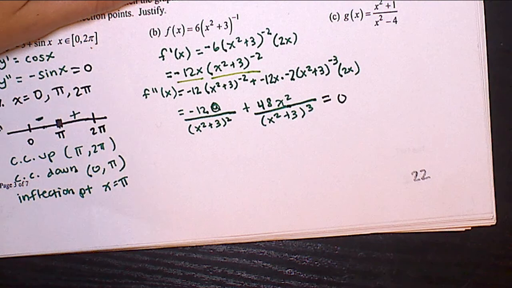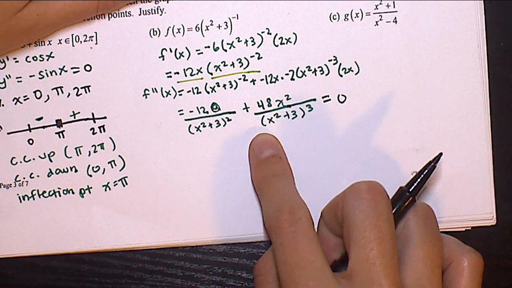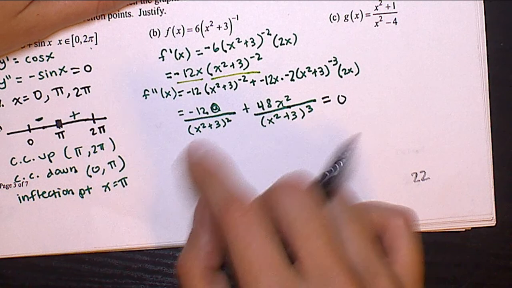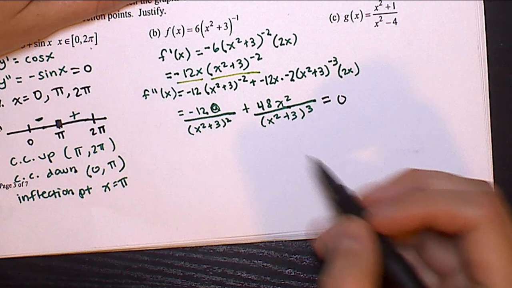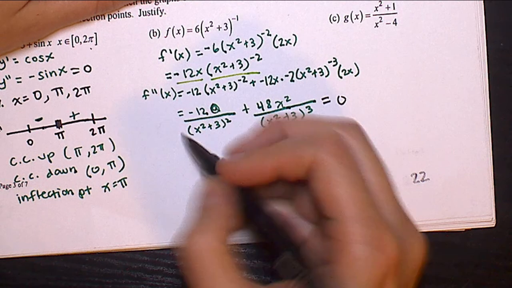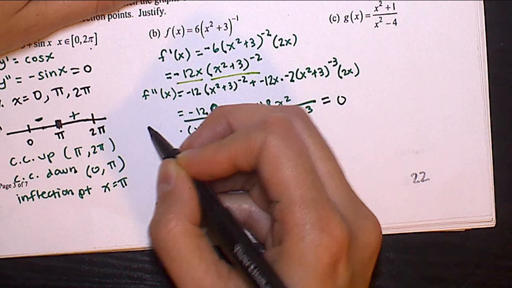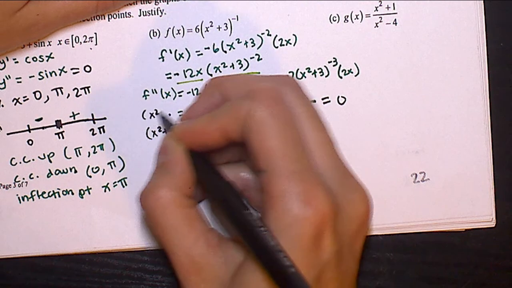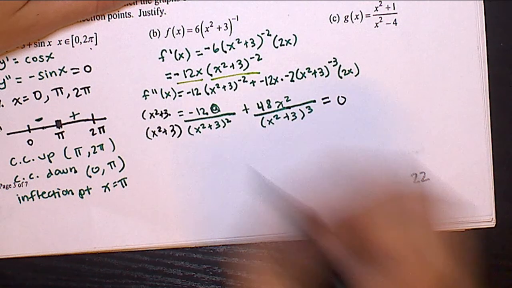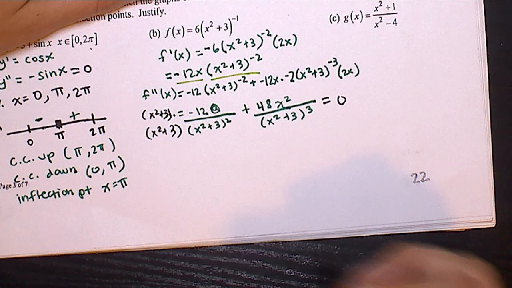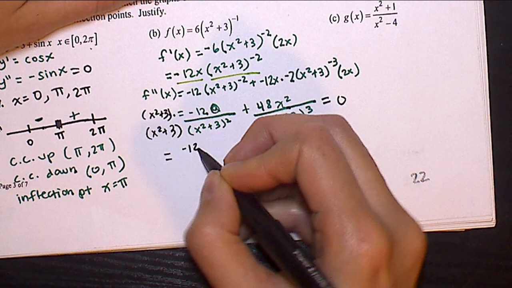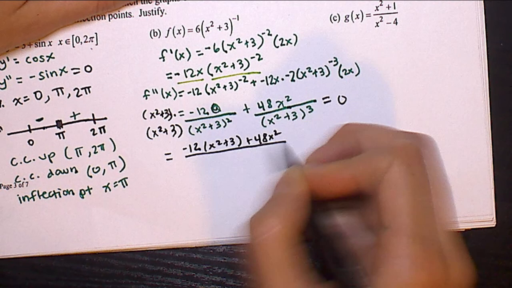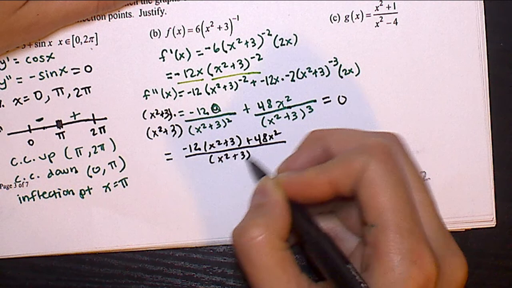So I want to find where this thing equals 0. Basically this thing is going to equal 0 where the numerator is equal to 0. So I'm going to combine these fractions. It's not too bad. I just want a common denominator, so I'm going to multiply this fraction times x squared plus 3 on the bottom. And if you do it to the bottom, you got to do it to the top. So then I'm going to have negative 12 times x squared plus 3 plus 48x squared all over x squared plus 3 cubed. So now I just have one fraction.